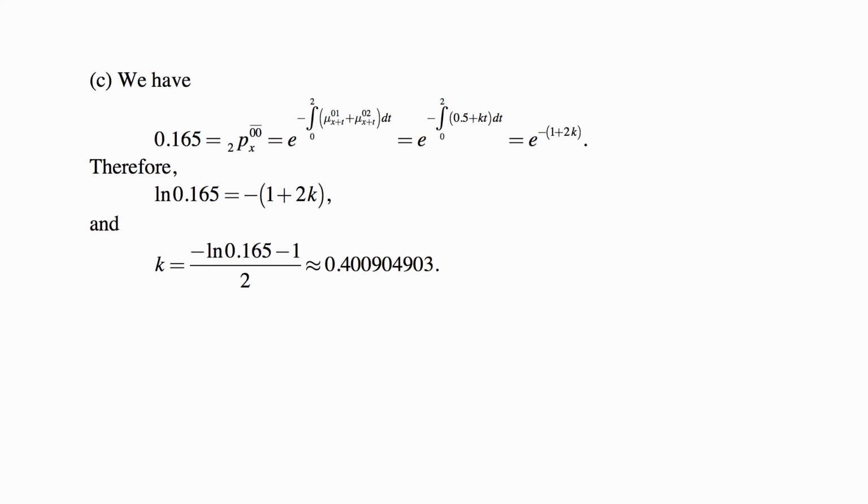We solve it for k, and it ends up being minus ln of 0.165 minus 1 divided by 2. No, these minuses don't mess up anything. Ln of 0.165 is the natural logarithm of a fraction, which is going to be negative, and then the minus sign in front of it will make it into a positive number, and we end up with about 0.4 approximately for the value of k. And that's the end of this problem.